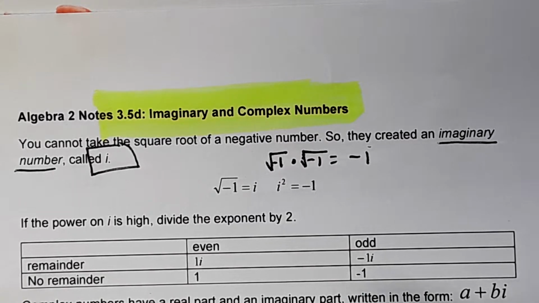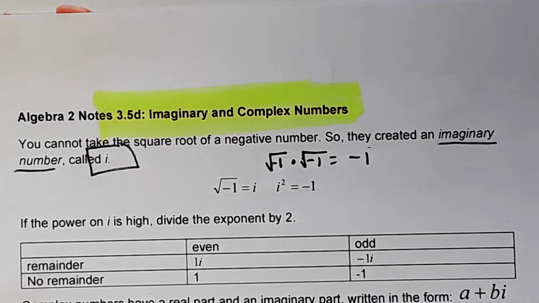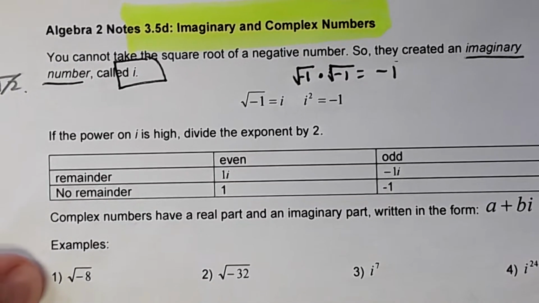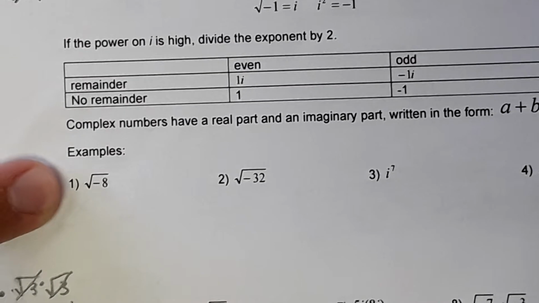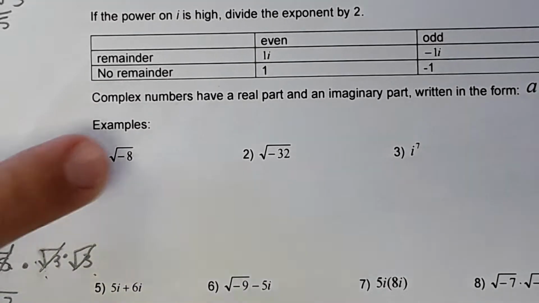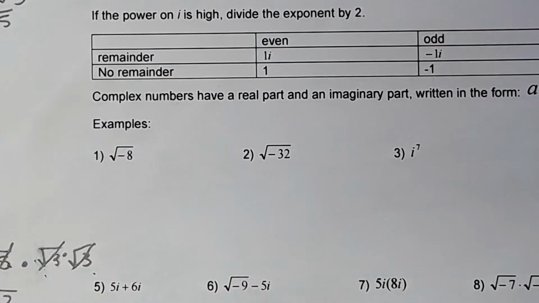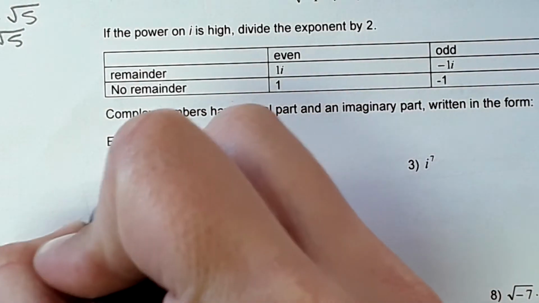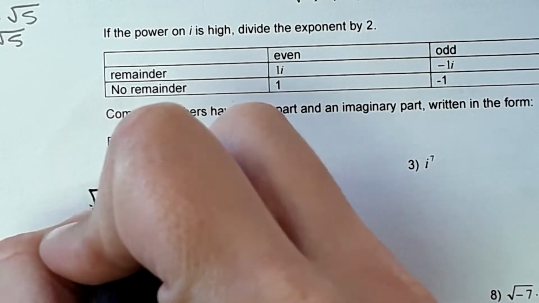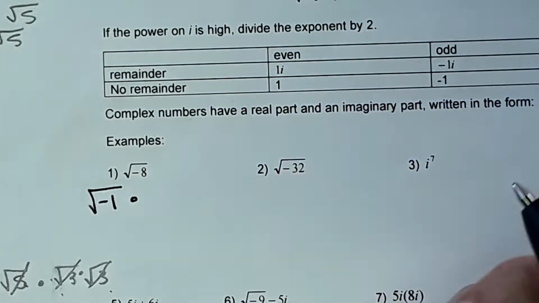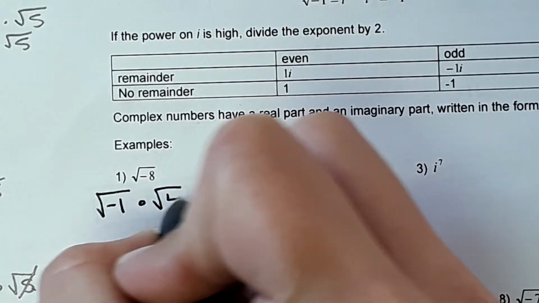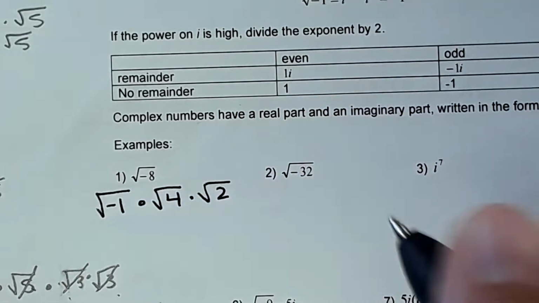I'm going to skip the chart for right now because I don't want to confuse you. I'll show you the chart when we get to those types of problems. For number 1, we're just continuing on what we did yesterday. The only difference is we have a negative number in the square root. So we're going to break up 8 just like we did yesterday, but in addition, we're also going to have a factor that's the square root of negative 1 times, and then I'm going to break up 8 as the square root of 4 times the square root of 2.